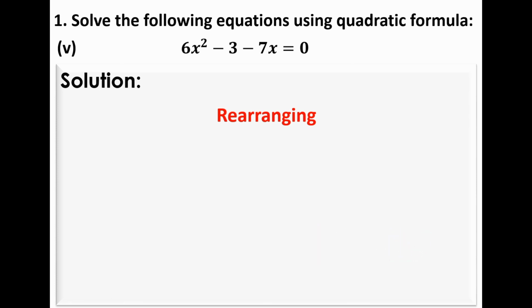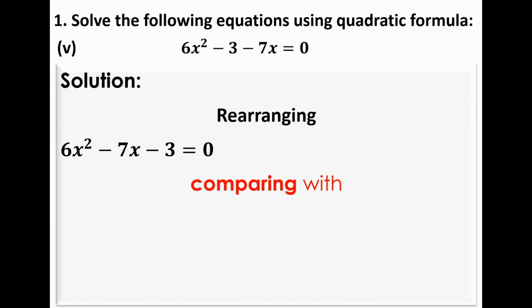We will rearrange this equation. So, rearranging, this 6x squared is written as it is. Then, this minus 7x is written here. And, finally this minus 3 is written here. Equal to 0 comes as it is. Comparing with the standard form of quadratic equation, which is ax squared plus bx plus c equal to 0.